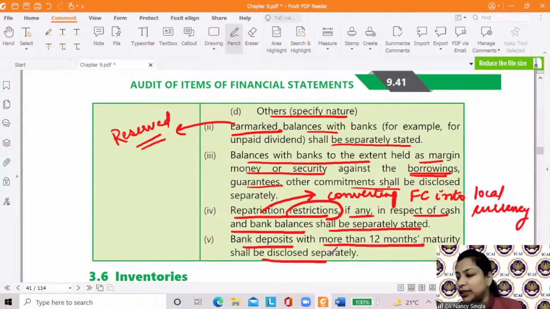Okay, so with this we have done our cash and cash equivalents, which is very, very simple. For all those who are saying, ma'am, this is a lengthy chapter, yes, it is, but this is the easiest chapter. You just need to read the chapter once with complete concentration, make summary notes, and then you can always revise from the summary notes.